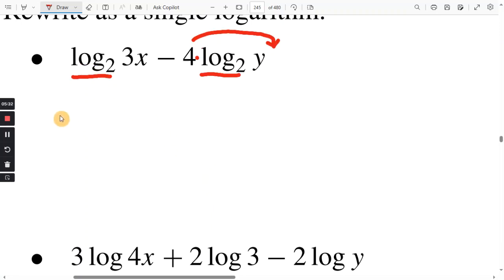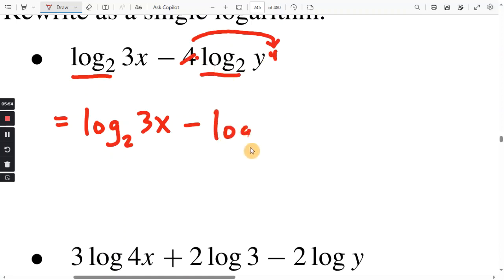All right, so rewriting, we have log base 2 of 3x minus, and the 4 is going to be canceled. The 4 is going to go here. So the 4 cancels, and it goes to the exponent on the y. So it's minus log base 2 of y to the 4th.